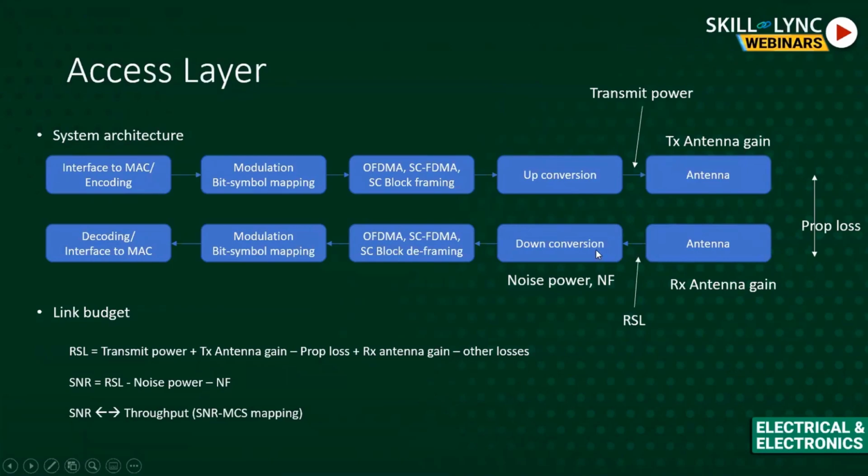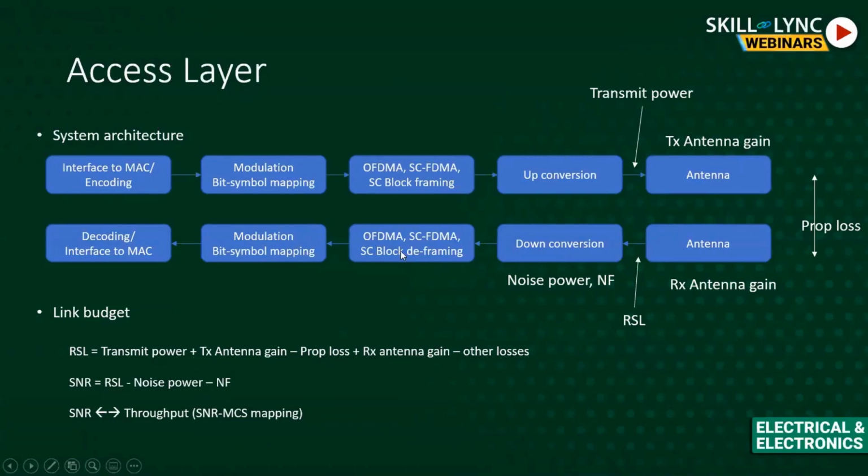And of course, that is down-converted to a lower frequency and then digitized. Again, the opposite happens: OFDMA, then demodulation, mapping from symbol to bit, not bit to symbol. Then we go to decoding and send it to the higher layers. So this is a breakdown of the physical layer.